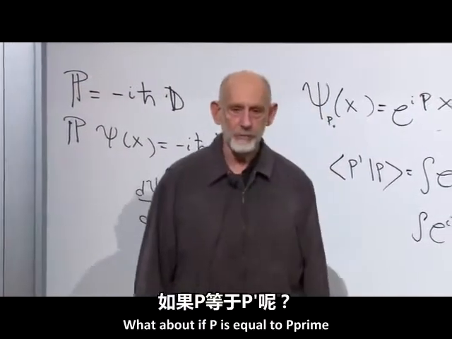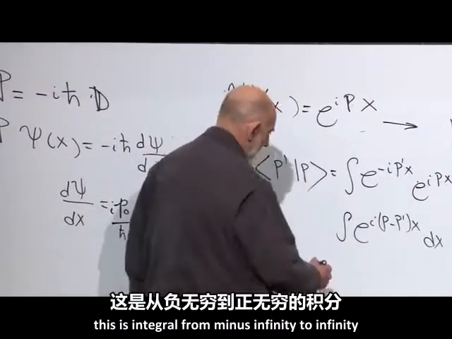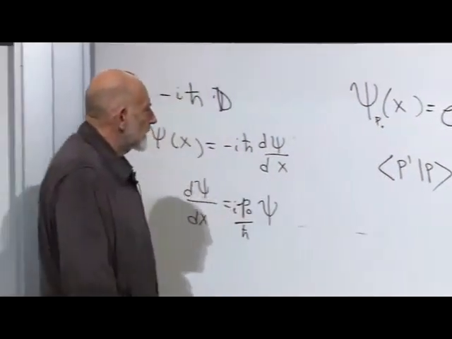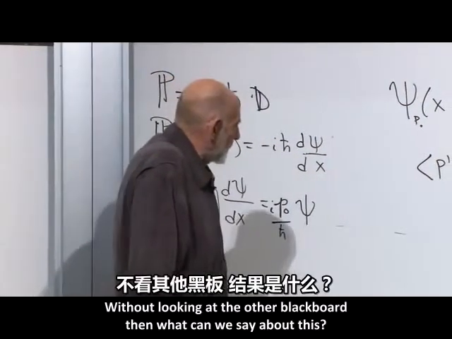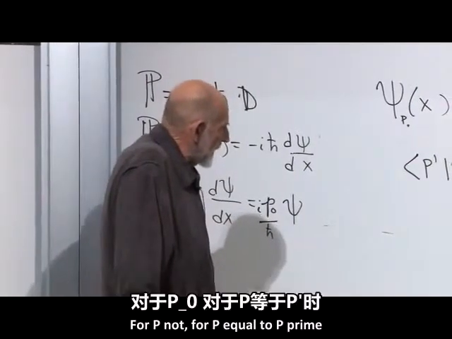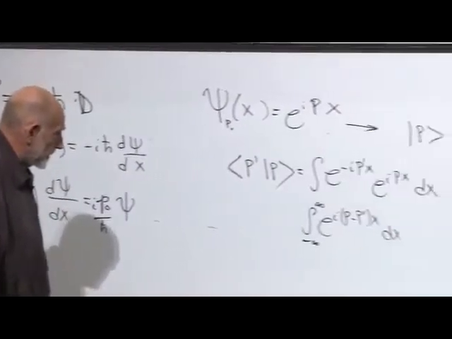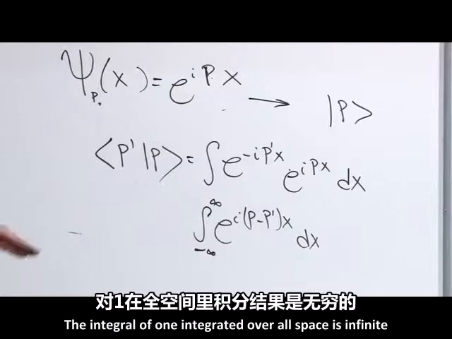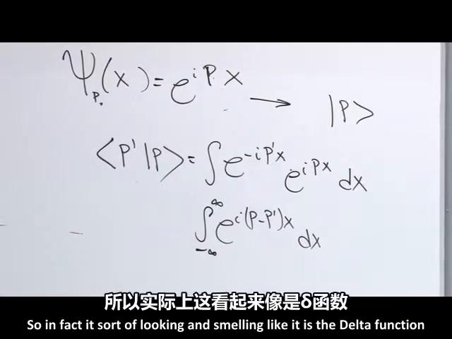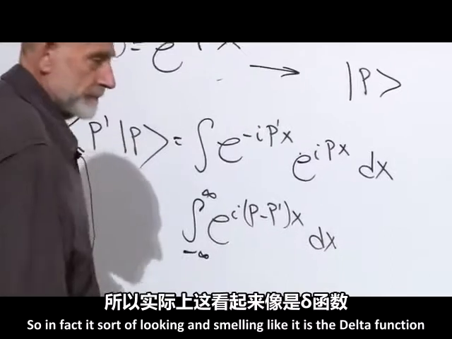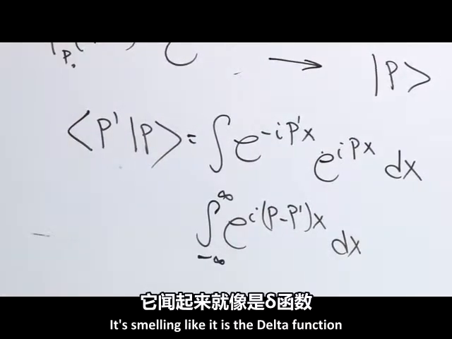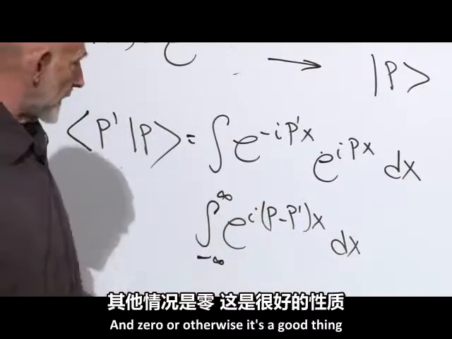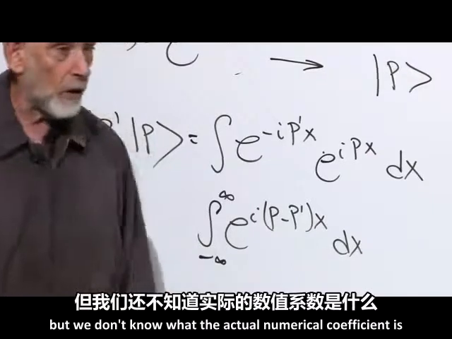What about if p is equal to p prime? This is the integral from minus infinity to infinity. Without looking at the other blackboard, what can we say about this for p equal to p prime? It's going to be infinite, right? The integral of 1 integrated over all space is infinite. So it's smelling like it is the delta function, infinite when p is equal to p prime, and 0 otherwise. It's a good thing. But we don't know what the actual numerical coefficient is.